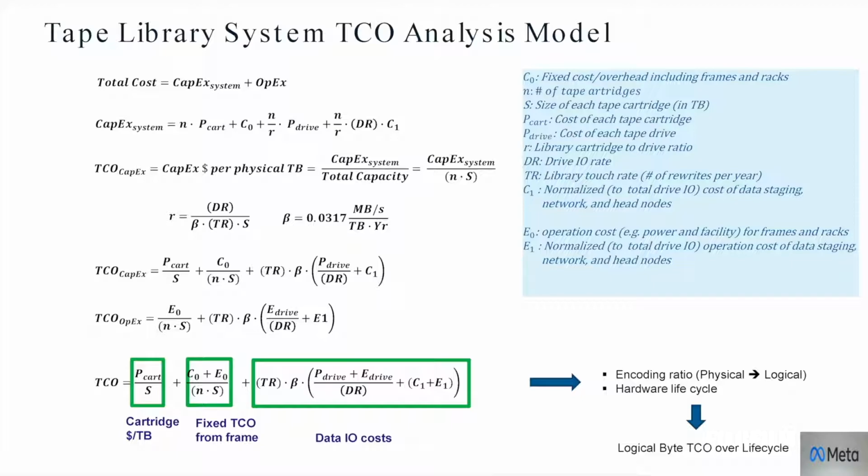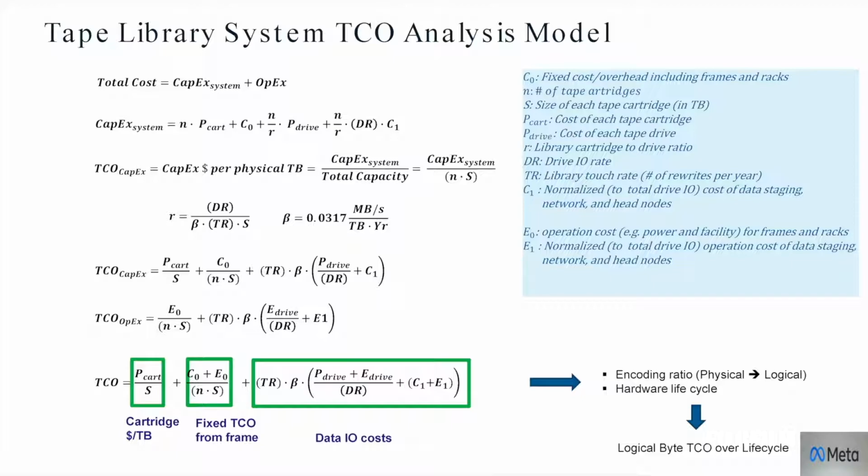Here's the total cost of the tape system. It consists of capital, Capex, plus OpEx. We all know that in our sleep. On the Capex of the tape system, what does it consist of? First of all, the number of cartridges in the system times the price of the cartridge. That's the total cartridge cost.